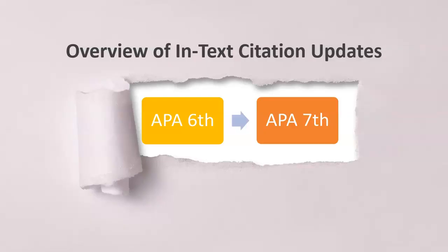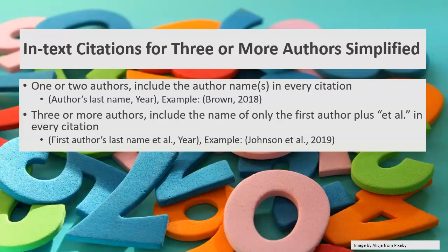Now that we've looked at reference updates, let's take a look at updates related to in-text citations. The 7th edition has simplified rules around citing sources with multiple authors. If you have only one or two authors, include the authors' names in every citation. For example, Brown, 2018. However, if you have 3 or more authors, include only the name of the first author plus et al. in every citation. For example, Johnson et al., 2019.